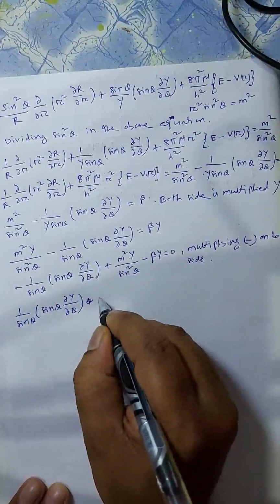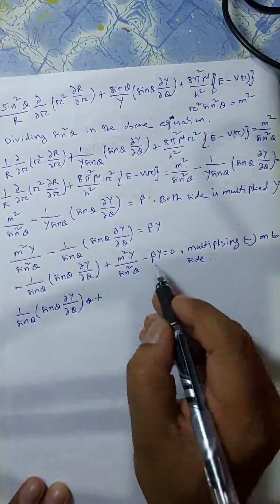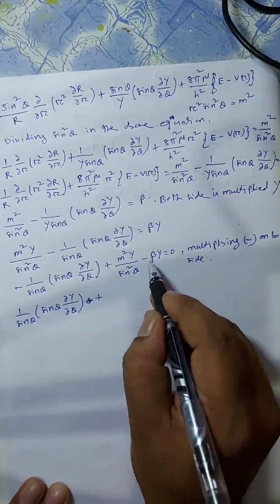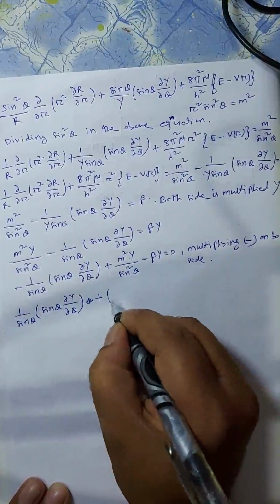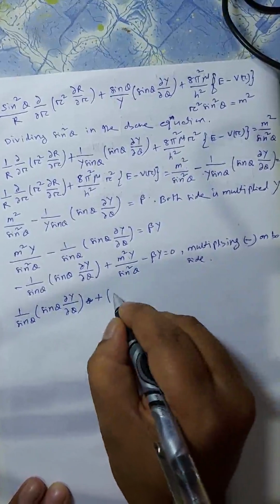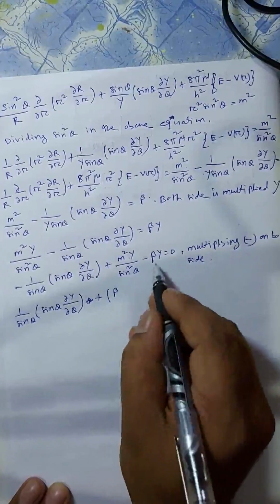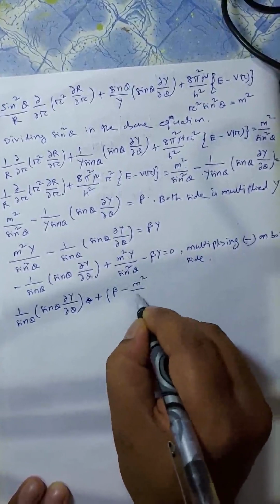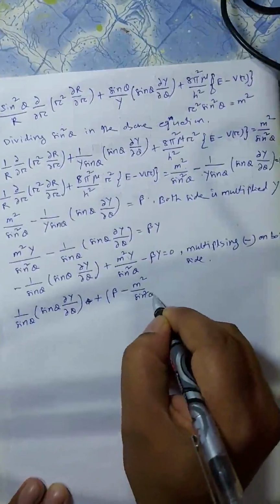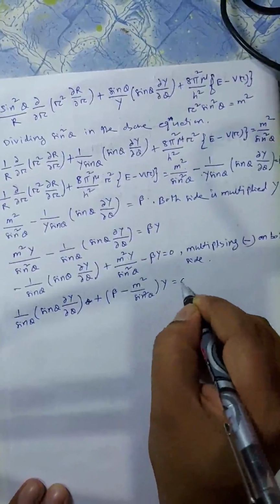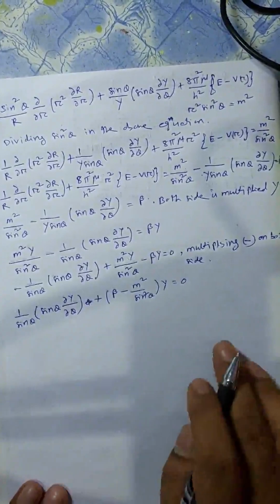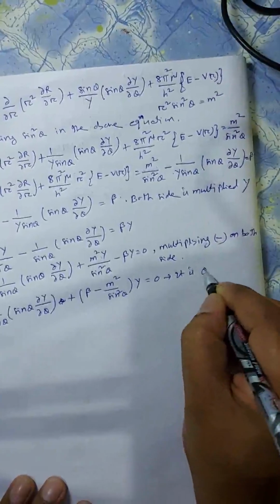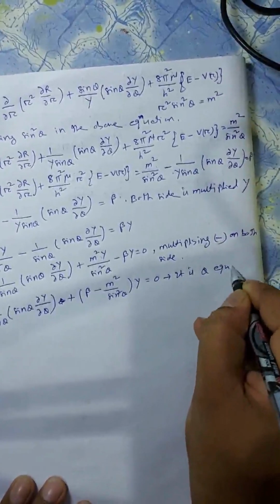Then what do we do here? This one becomes plus, this one becomes minus, because we multiplied by minus. We make a bracket, because we take y common from that side. Here I write beta, minus m square over sin square theta, y is equal to 0. This is called the theta equation.